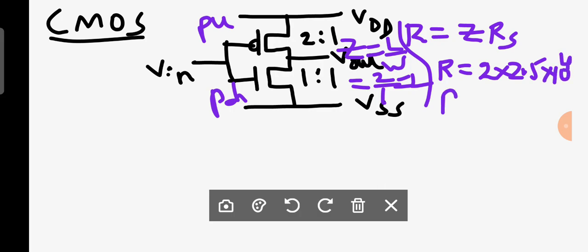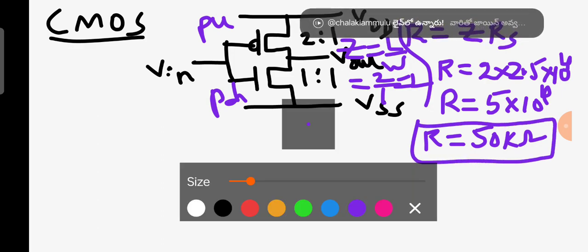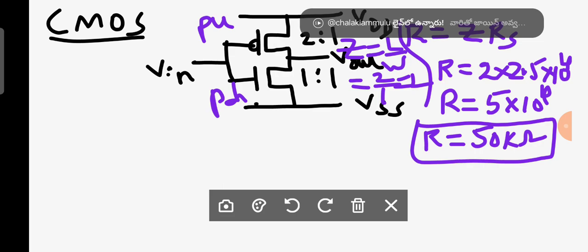Then R equals 2 into 2.5. Now what is that value? 2 into 2.5 is 5 into 10 to the power of 4. Then finally R equals 50 kilo ohm. Absolutely. And now you can tell about the pull-down transistor.